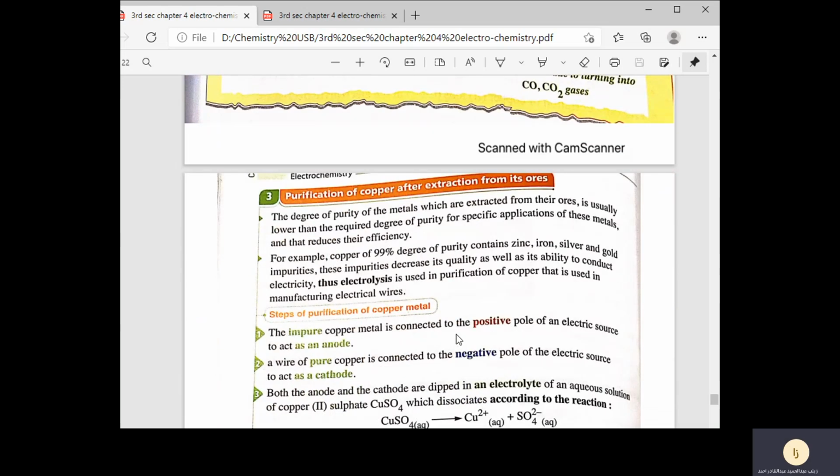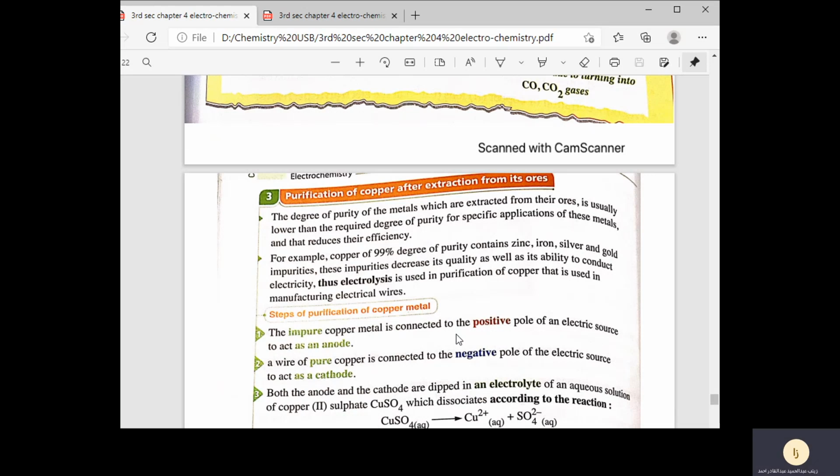The third application, or the second application: purification of copper after extraction from its ore. The first application we took in electrolysis was the electrolytic cell for extraction of aluminium. Number 2, purification of copper after extraction from its ore.